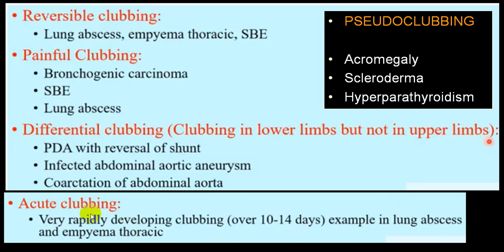There is one more term which is being utilized, acute clubbing, which develops very rapidly within 10 to 14 days. A classical example is lung abscess and empyema, and it may also be acute in case of infective endocarditis. So these three will be acute clubbing, reversible clubbing, and painful clubbing.